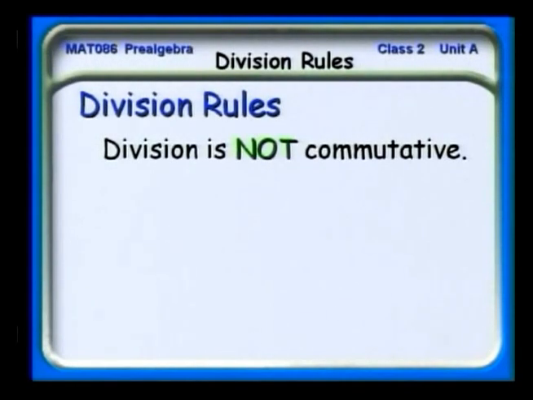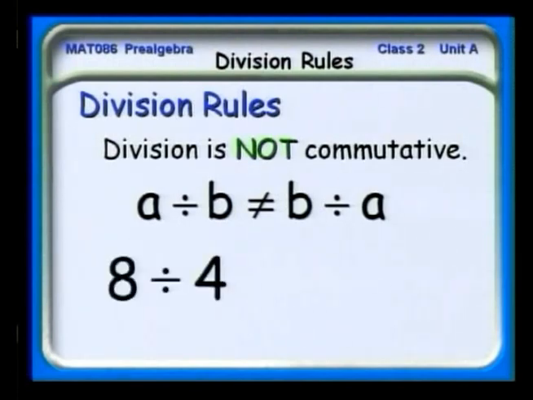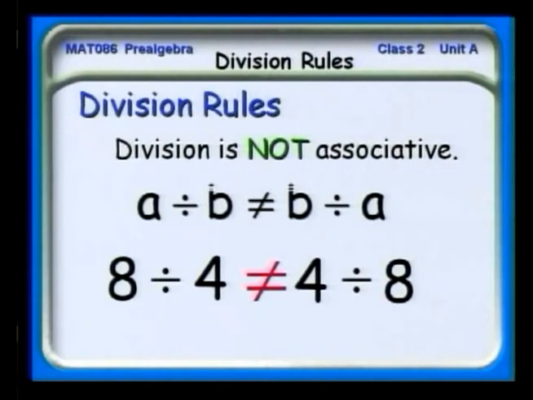First of all, division isn't commutative. What that means is A divided by B is not equal to B divided by A. You can't swap it around. 8 divided by 4 is not the same as 4 divided by 8. 8 divided by 4 is 2. 4 divided by 8 is something we're going to talk about when we deal with fractions.